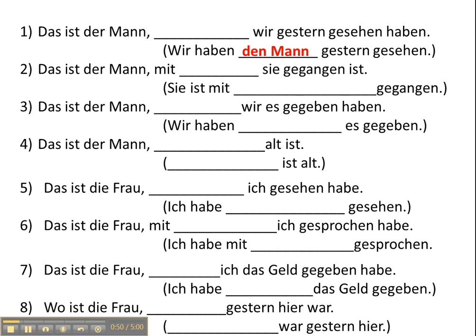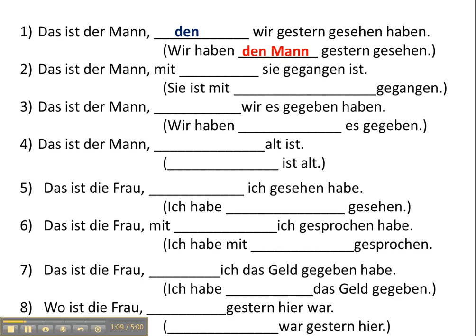So when I do this, "Wir haben den Mann gestern gesehen," you can see that the Mann in the second clause is playing the role of the direct object. So this means that der changes to den, and that is going to be our relative pronoun that we're going to fill in. So it would be, "Das ist der Mann, den wir gestern gesehen haben."